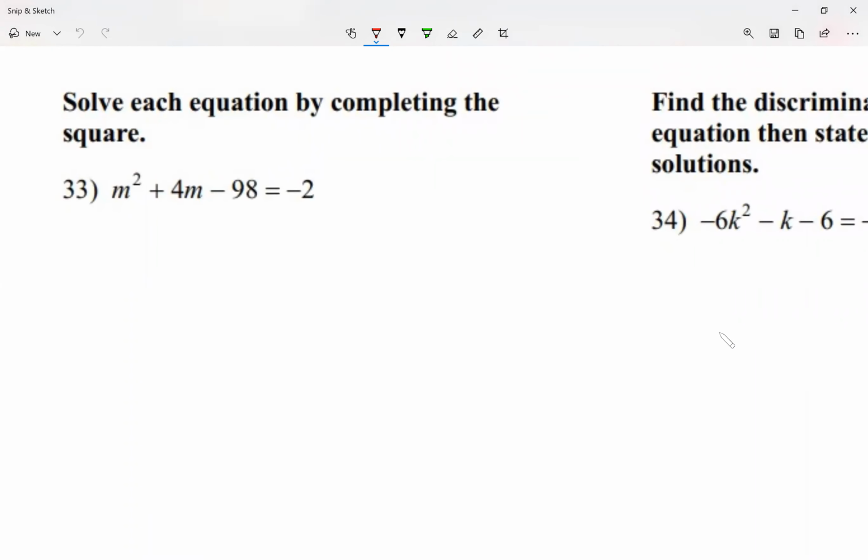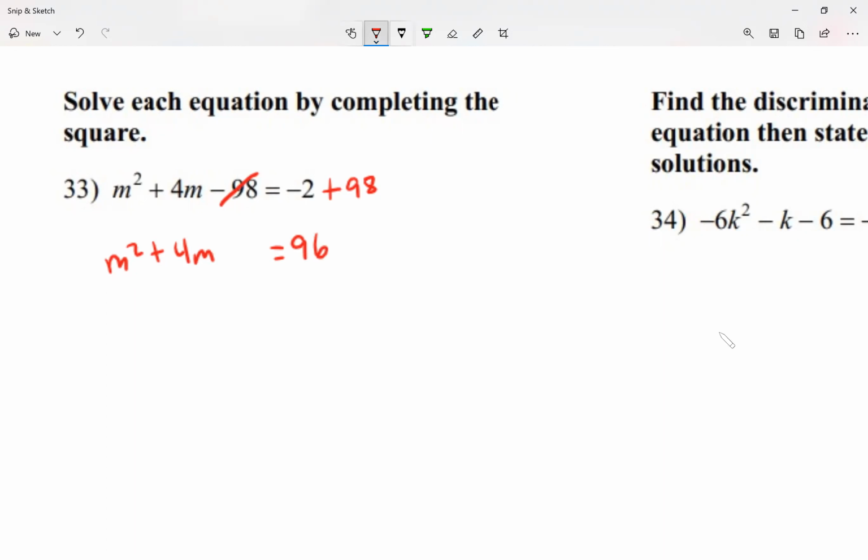So 33, we started with solve each equation by completing the square. What I want is those that have letters on the left side and those that don't to the right side. So this minus 98, I'm going to move it to the right side as a plus 98. So I have m squared plus 4m, let me leave a space, equals 96, right? Negative 2 plus 98 is 96.